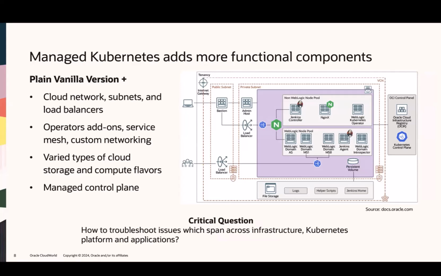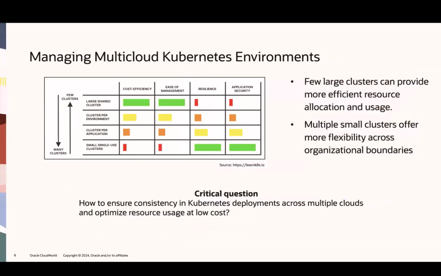Now, when you're looking at troubleshooting issues, which may come up from any tier of that infrastructure, whether it's the network, compute, storage, the Kubernetes platform, or the application itself, there are multiple teams and multiple people involved in ensuring the health and performance of this entire cloud native environment.